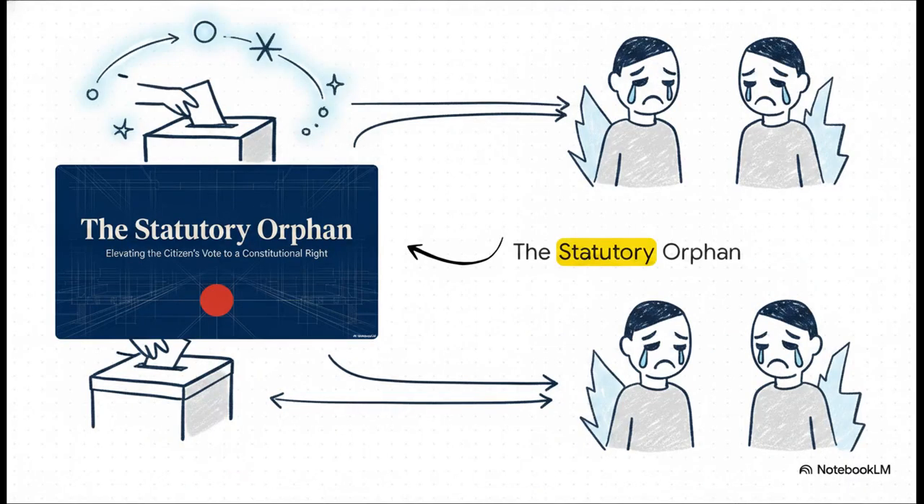So let's jump right into the core conflict. In India, a nation that obviously prides itself on its democratic ethos, the very foundational act of democracy, which is voting, is legally treated as an orphan. What does that actually mean? Well, it means that despite being the absolute lifeblood of our republic, the simple act of casting your ballot currently lacks fundamental constitutional protection. It is, paradoxically, just left out in the cold.